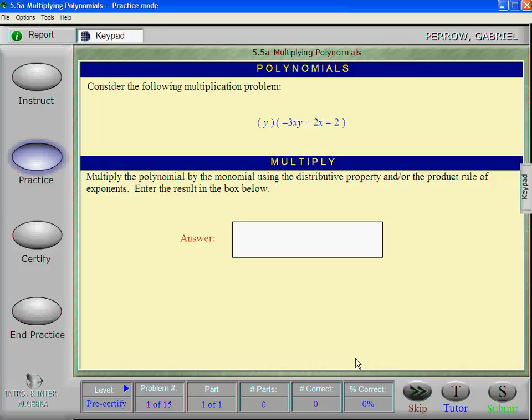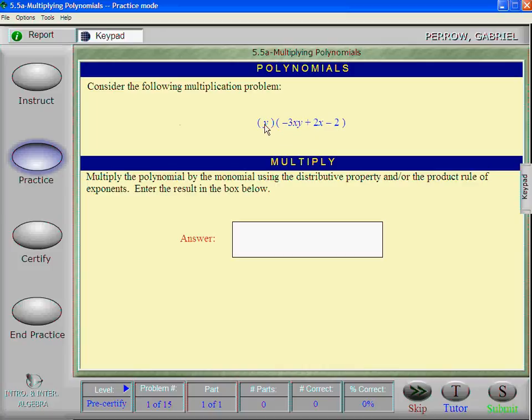Multiplying polynomials, really, if you understood this section, the FOIL method would be more of the same type of stuff, because this section basically says how do you multiply polynomials together, and really the key is that you're going to distribute and you're going to make sure to get every combination when you're multiplying the polynomials out. So this example that we're looking at right here, you have a monomial y times a trinomial negative 3xy plus 2x minus 2. You're going to distribute the y in and multiply it with each value.